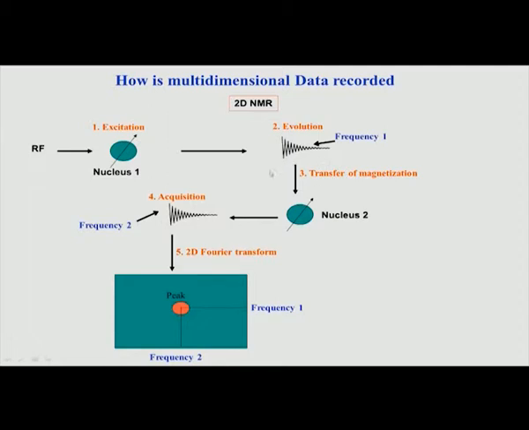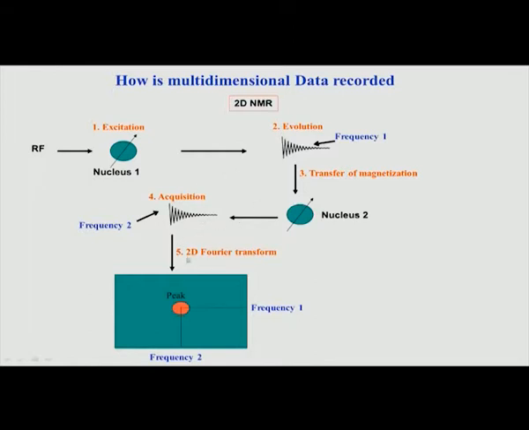So, we actually had 2 time evolutions, one evolution for nucleus 1 and the second evolution for nucleus 2. Therefore, the data which you get is not one dimensional data now, it is basically 2-dimensional data, because for every point here you have a corresponding point here. We will see more in a short while how mathematically this happens, but the idea here is we have 2 time domain data, 2 FIDs, one is indirect, meaning not detected, and one is direct, which is detected. So, this is like a matrix of points.